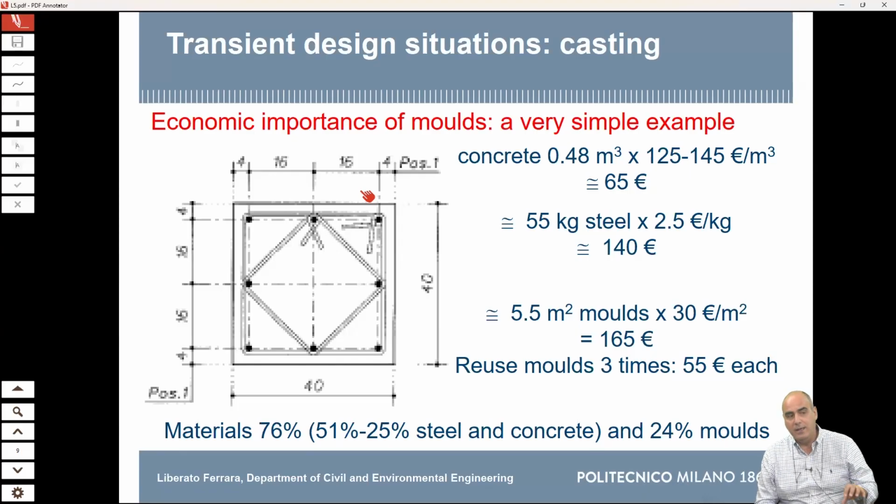Well, why do you think it's hard to reuse the molds more than 3, maximum 4 times on a job site?